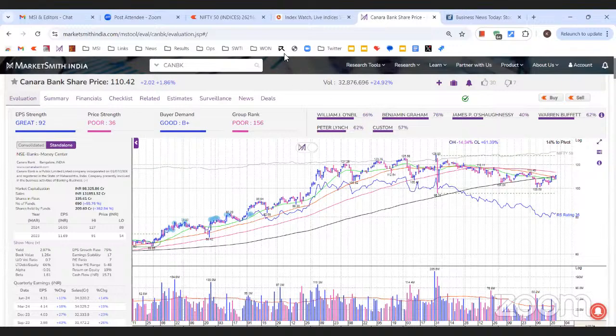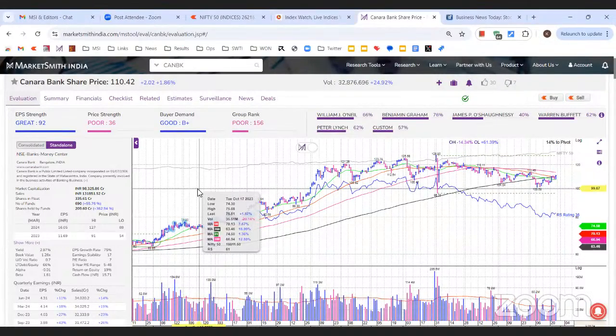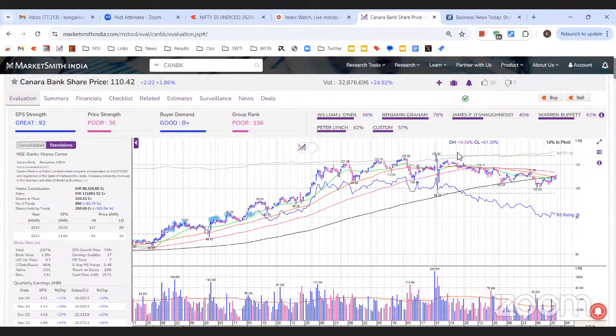Fundamentally, it's good. ROE of 19%, EPS and sales growth decent. EPS rating of 92 is good. Price strength needs to improve. So I think once it starts coming closer to the pivot, as the accumulation happens, price strength will also improve. And once it breaks out around 126.7, that is the ideal time to buy it.